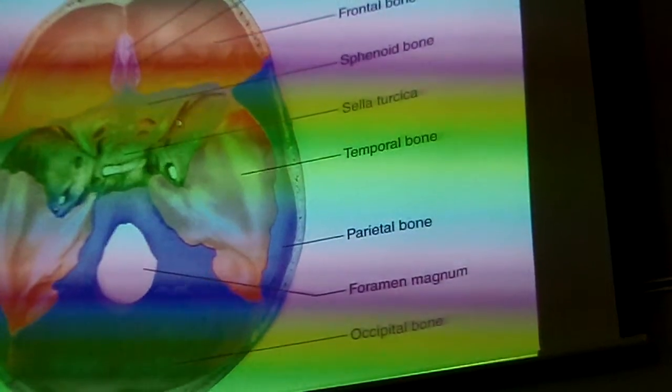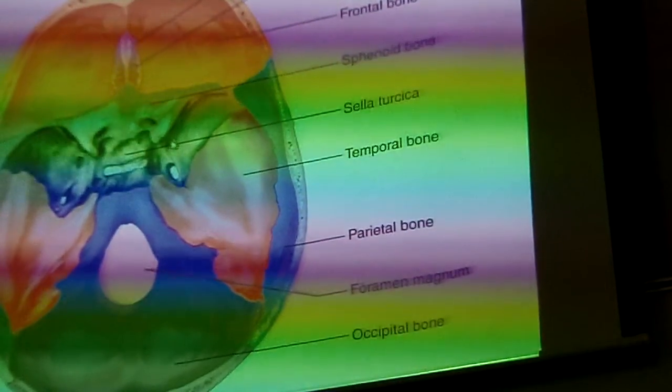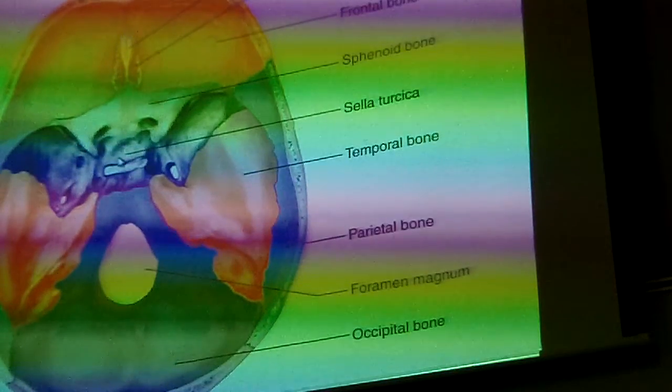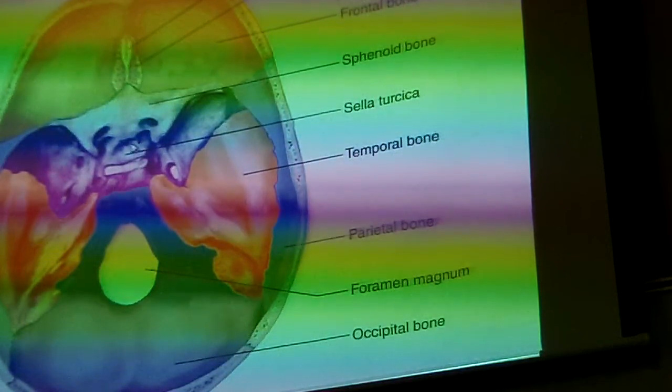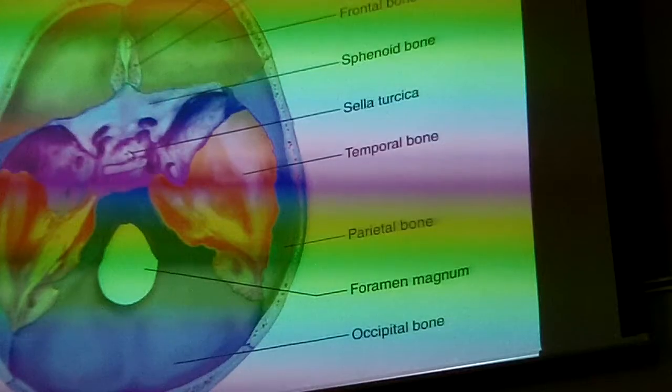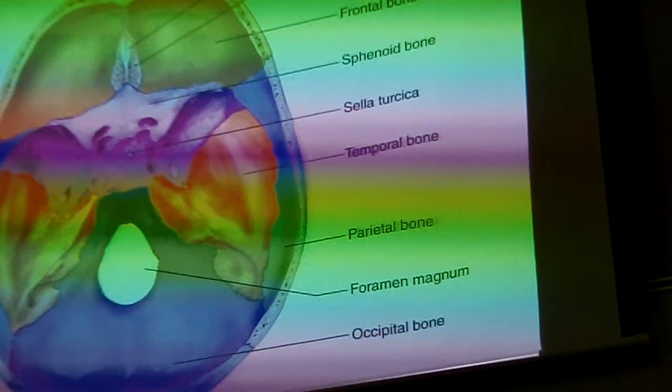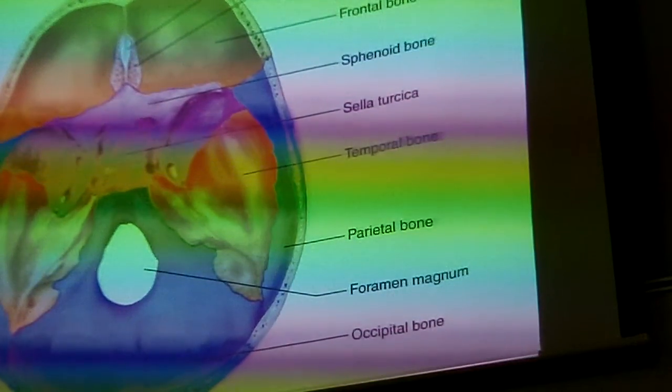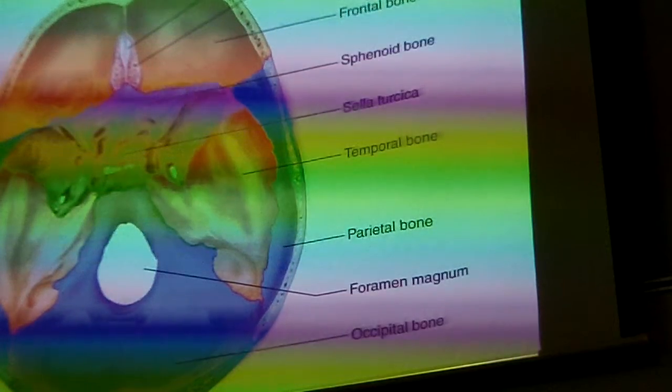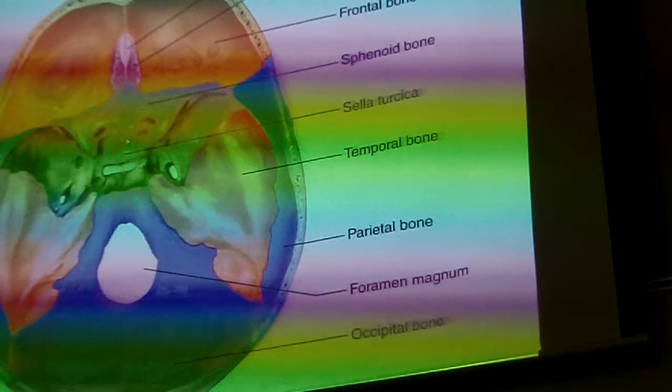No, not bad. Sphenoid. Anyway, this sella turcica, it's a little dip in the sphenoid bone. That's where your pituitary gland sits. Have you ever heard of pituitary gland? It's the master gland. It sits right down in there.